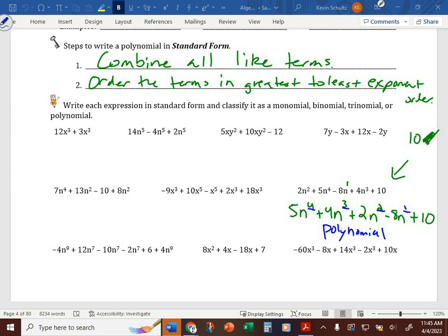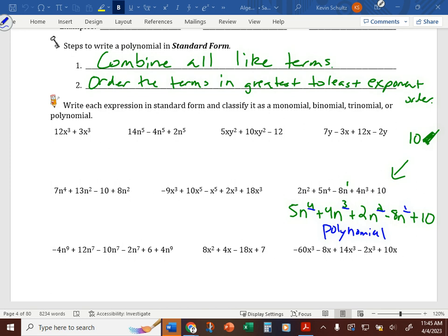All right. So let's go back to the top now. 12x cubed plus 3x cubed. Can we combine those? Yeah. How many x cubes do we have in all? Not 6. Not 9. 15. Remember what a coefficient does.